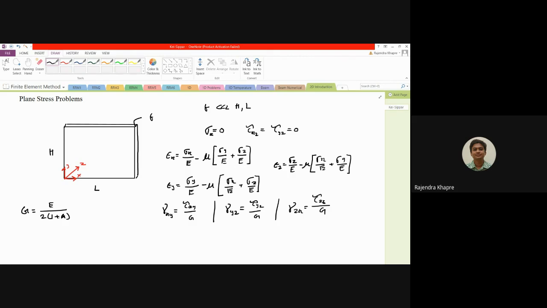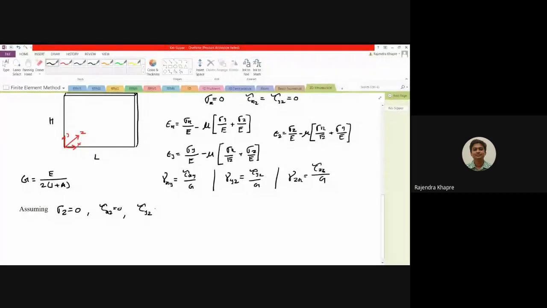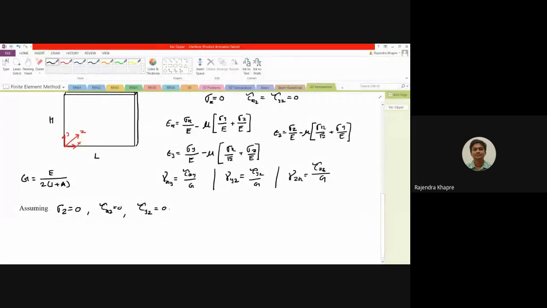It is assumed to be zero. Okay, so now if we are assuming the stress in the z direction as zero, let me write down over here. I am assuming the stress in the z direction as zero. Also I am assuming the shear stress in the xz direction as zero, and the shear stress in the yz direction as zero. Okay, so this is my assumption.